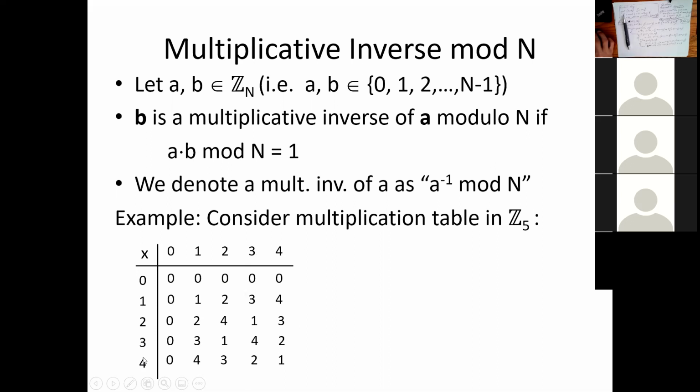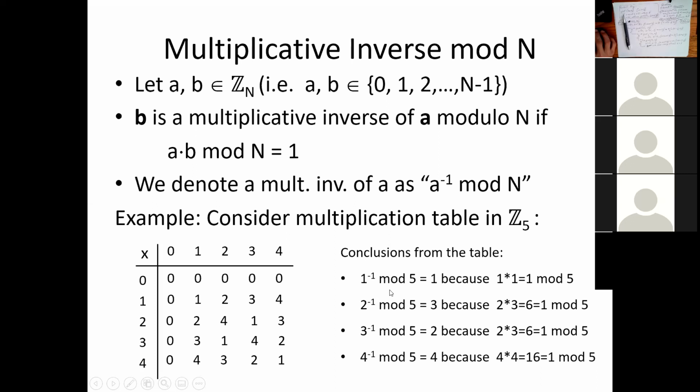So it turns out every element in Z5 has a multiplicative inverse except 0. 0 cannot have a multiplicative inverse, right? There is no integer such that if you multiply 0 by it, you get a 1 in modular arithmetic. So 0 has no multiplicative inverse, but everything else does.